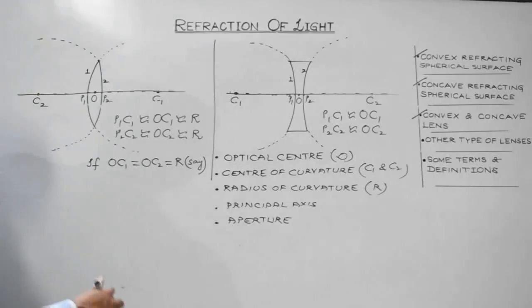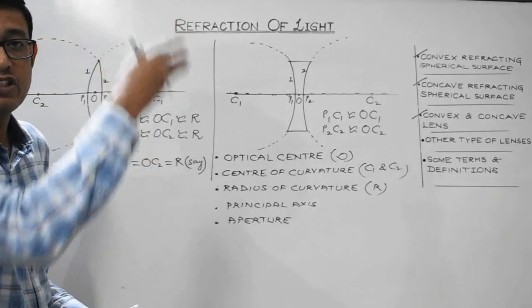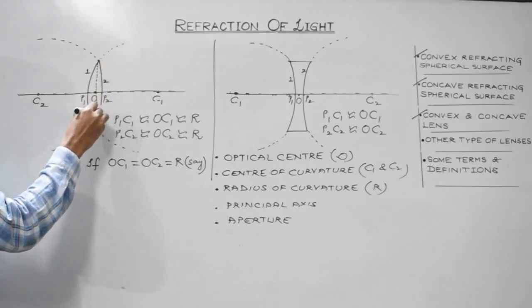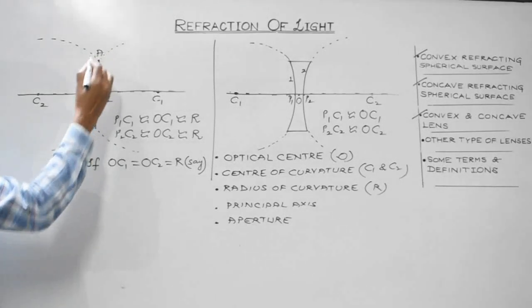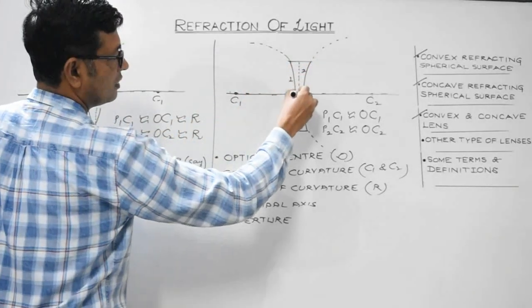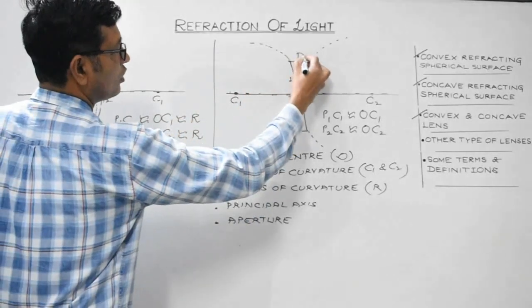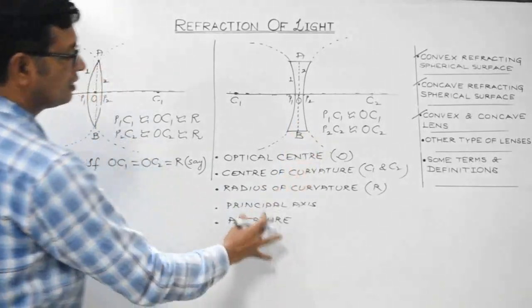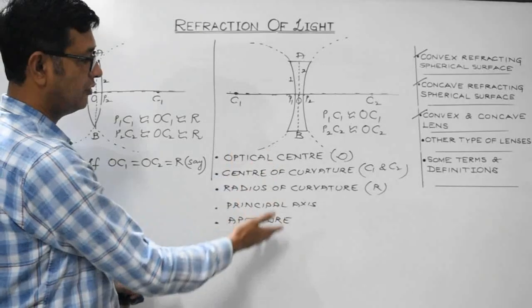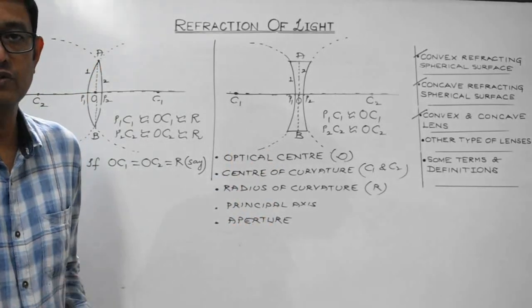This is basically the size or the diameter of the lens. This is the diameter. This AB can be considered to be the aperture. Over here, it's like this. This is the diameter or the size of the lens. That is known as an aperture. So students, these are the definitions which we need to be aware of, right?